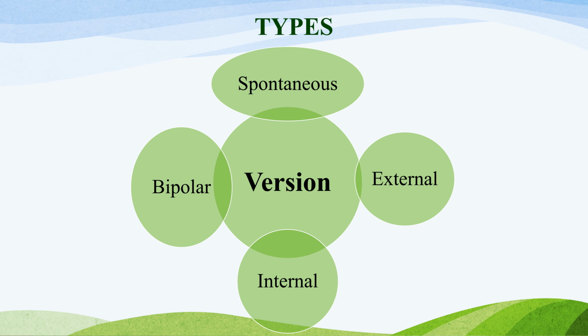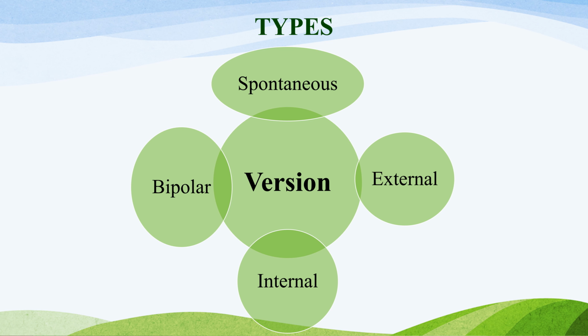Another one is external version. So the external version is done solely by external manipulation, where both hands are put on the abdomen and the baby is moved to the favorable position. Another one is internal version. So the version is done by one hand introduced into the uterus and the other hand on the abdomen.